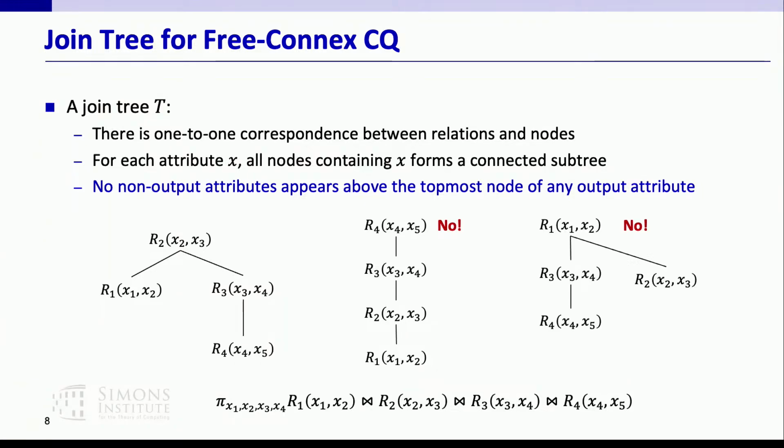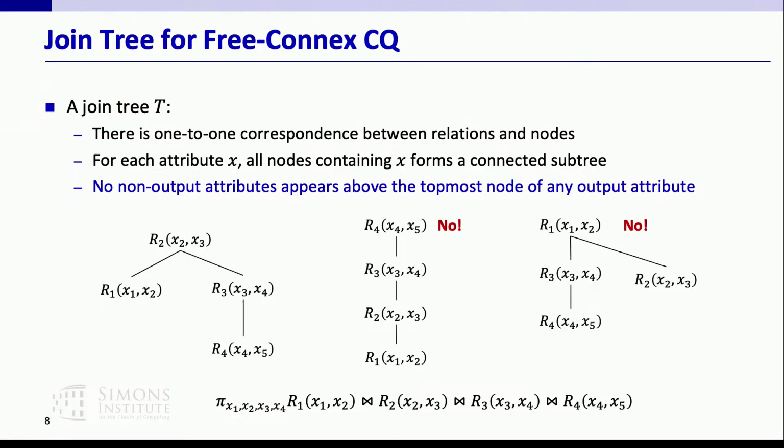Similarly, for this one, the connectivity is not satisfied. X3 appears in R3 and R2, and they are not connected. Is free-connex a property of the query or a property of the tree? It is that there should exist one join tree with this property. You can interpret this as R1, R2, R3, this connected subtree including the root, forming a connex of this tree. Which ones are the output attributes here? X1, X2, X3, X4.